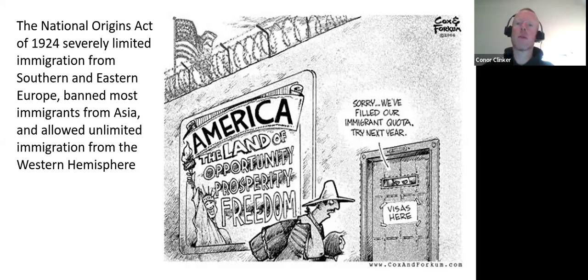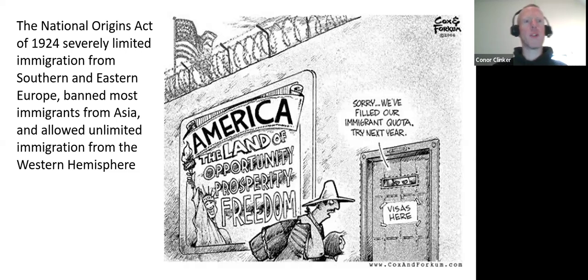And for what reasons? Do we only want doctors and engineers? Or do we want people fleeing persecution? What are we trying to accomplish, right? Is it a humanitarian gesture or is it more of what can benefit our country? There's a lot that goes into this. So this debate 100 years ago led to the National Origins Act.